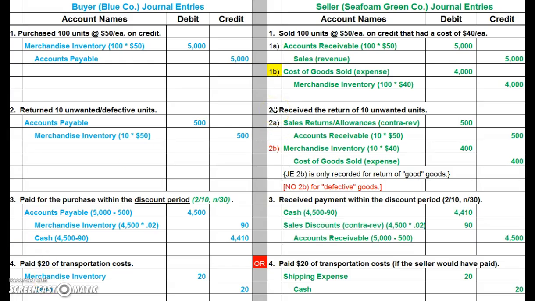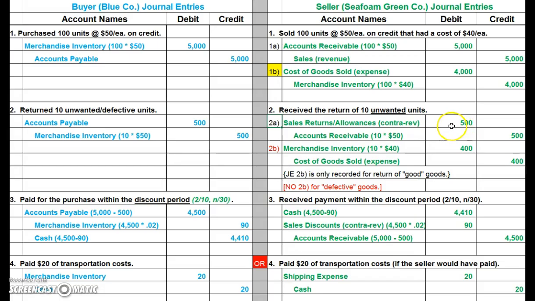Okay, let's move on to transaction number 2. In this case, again, we are the seller and we are receiving the return, and for this first example, they're just going to be unwanted goods. When the seller receives a return of unwanted goods, they obviously need to reduce the accounts receivable that they're waiting to receive from Blue Company. So we would have to credit our accounts receivable. The accounts receivable is at the selling price. So we would need to credit the accounts receivable for the 10 returned units at the $50 selling price.